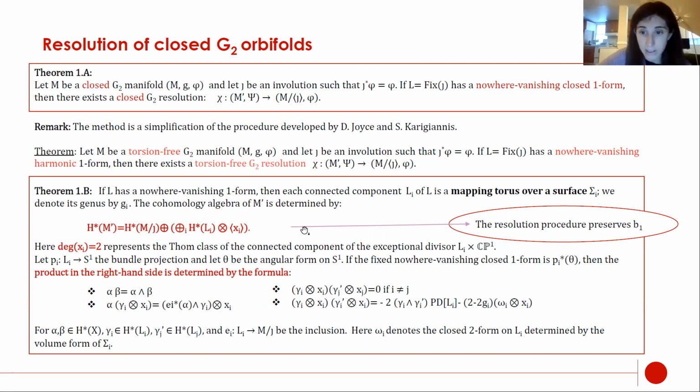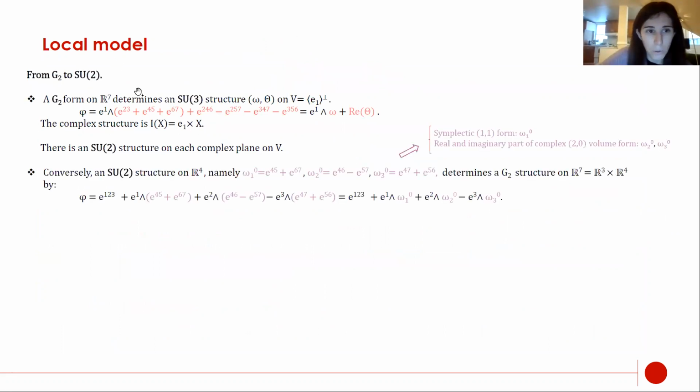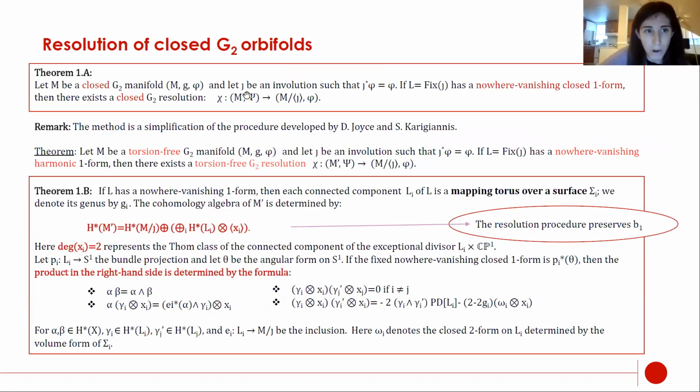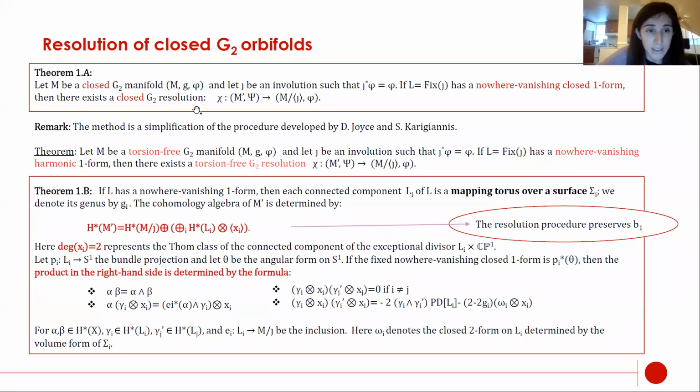That is, the resolution procedure preserves the first Betti number. So I'm not really going to explain how one can prove theorem 1A, but I will just outline what the local model of the singularities is and how we can resolve them.